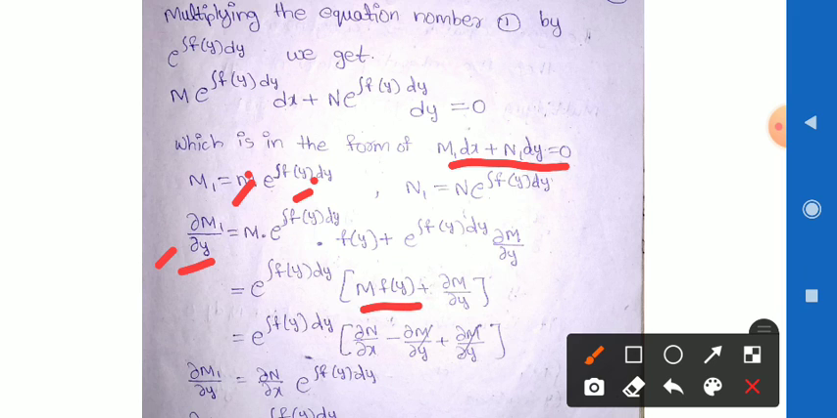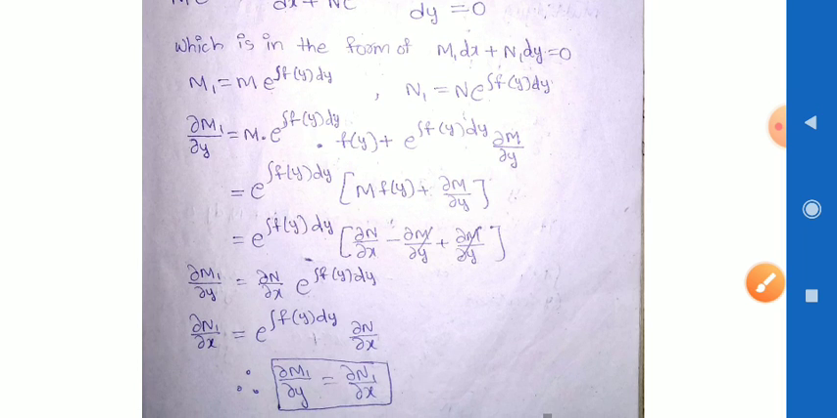Here the M × f(I) value we have in equation 2. Substituting the M × f(I) value by equation 2, we get ∂N/∂x − ∂M/∂y + ∂M/∂y. Here ∂M/∂y and ∂M/∂y cancel. Then we get ∂M1/∂y = e^(∫f(I)dy) × ∂N/∂x.